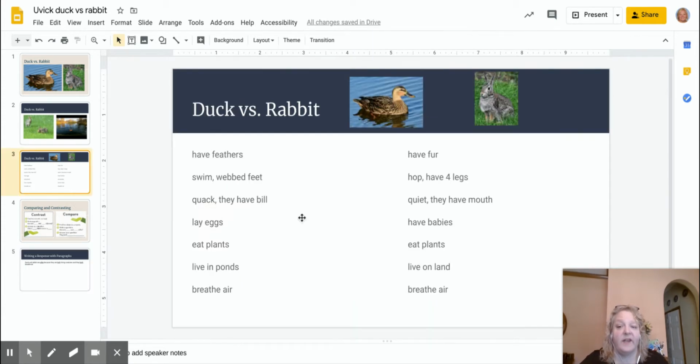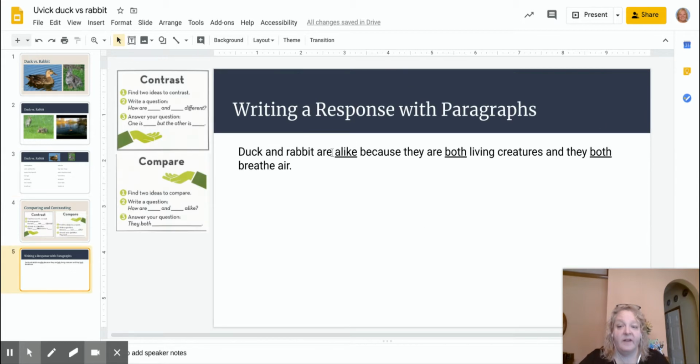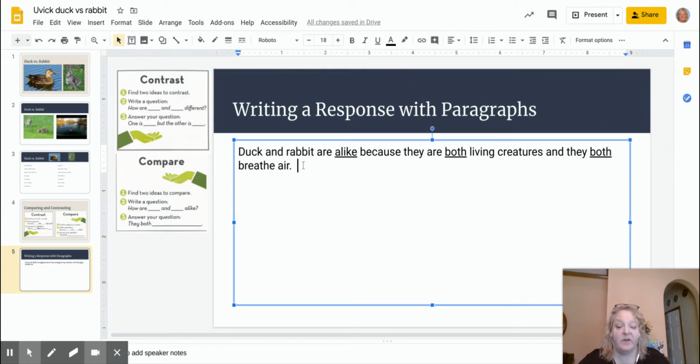Do we see any other ways that they are alike? I see that they both eat plants. Let's do that one. We'll add one more sentence. They both eat plants. And we could add live outside in the wild. All right, we've got lots of reasons they're alike. They're alike because they are both living creatures. They both breathe air. They both eat plants and live outside in the wild.